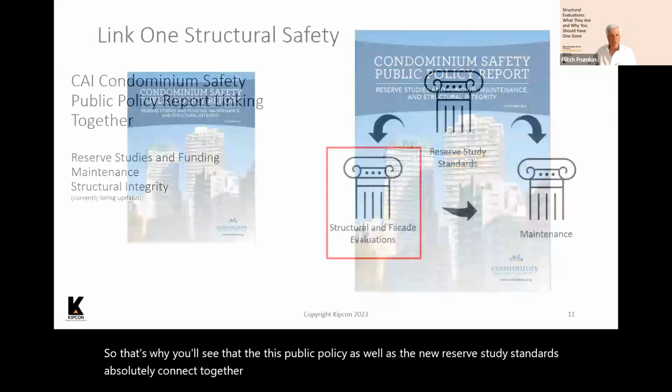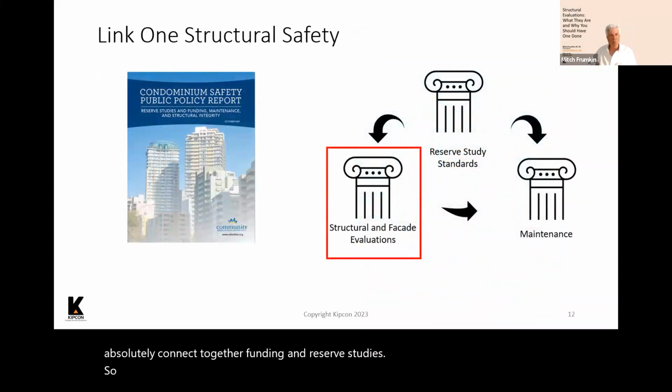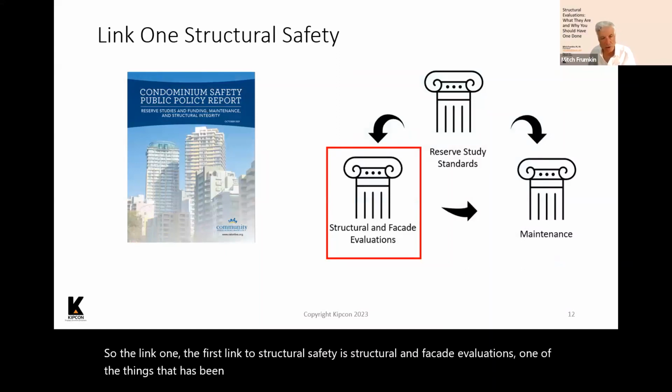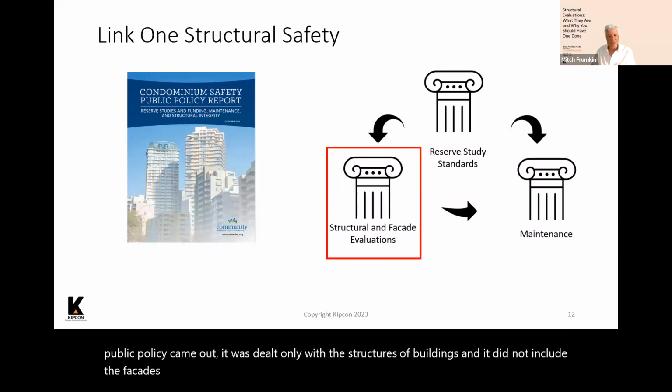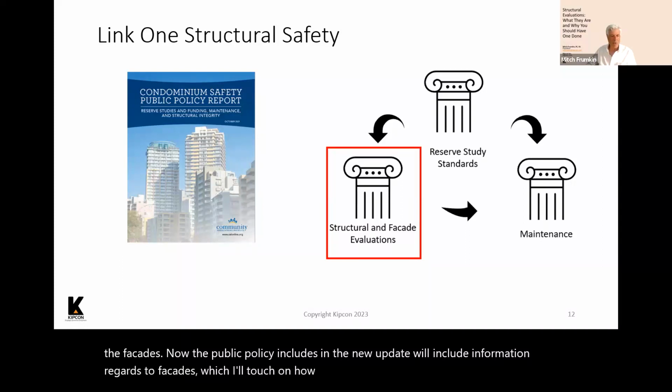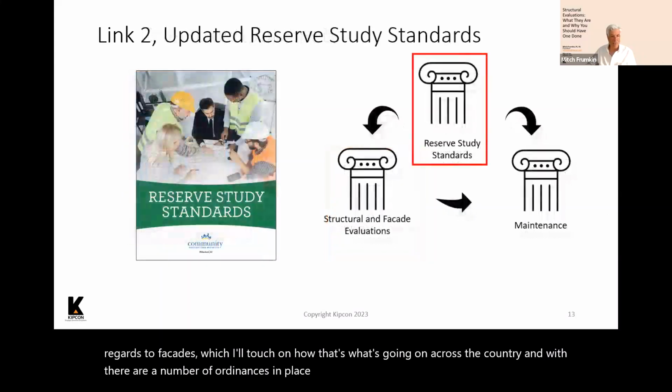funding and reserve studies. So the first link to structural safety is structural and facade evaluations. One of the things that has been added, which I'll talk about, is the word facade. When the original public policy came out, it dealt only with the structures of buildings, and it did not include the facades. Now the public policy, in the new update, will include information in regards to facades, which I'll touch on, as that's what's going on across the country. And there are a number of ordinances in place having to do with that already.